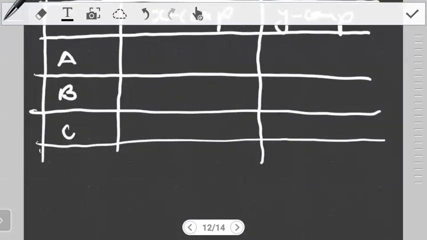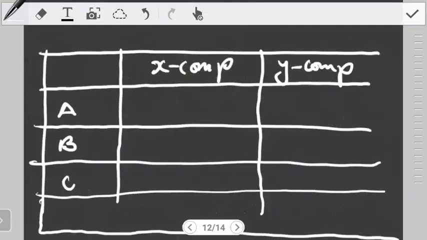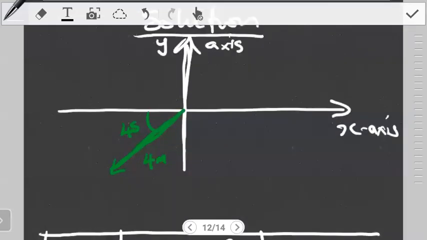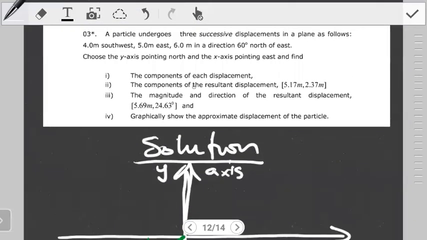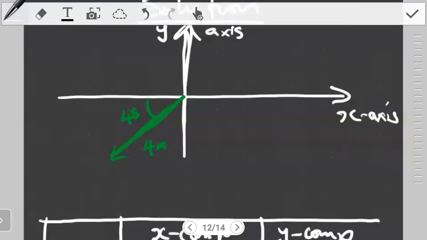And towards the end, we're going to have the resultant. Okay, so the question is saying find the first part. What are they saying? They want us to find the components of each displacement. So if we look at this vector that we've drawn here, this is the one we've labeled as vector A. So how do we get its components?